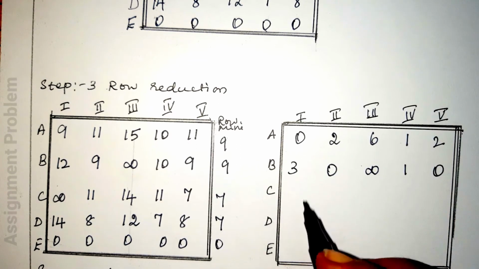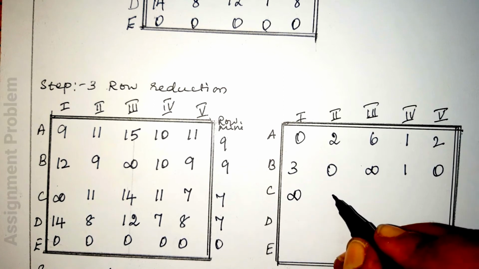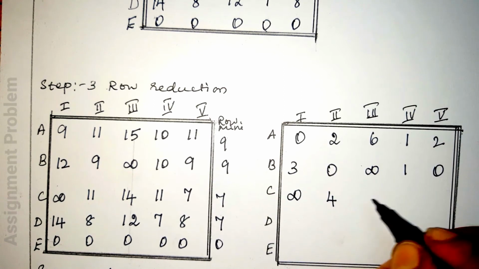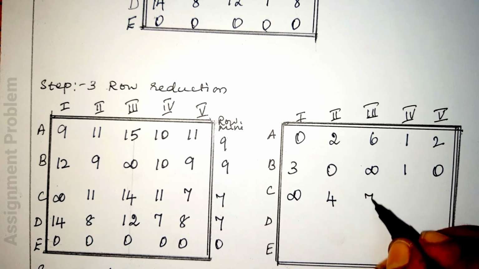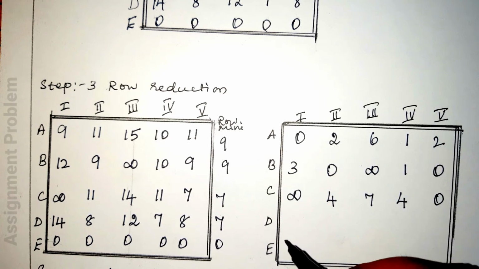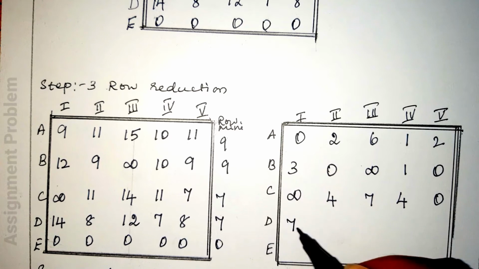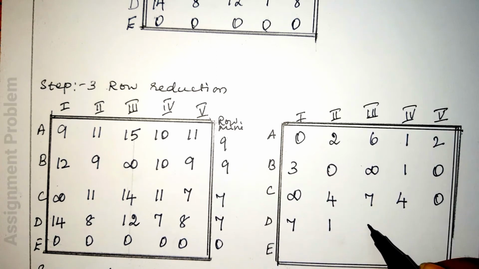Third row, 7 is the least number. Infinity. 11 minus 7 is 4. 14 minus 7 is 7. 11 minus 7 is 4. Fourth row, 7 is the least number. 14 minus 7. 8 minus 7. 12 minus 7. 7 minus 7. 8 minus 7.